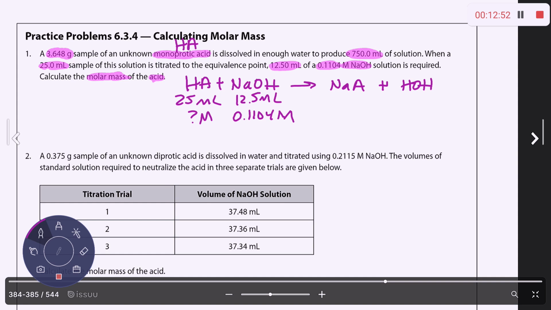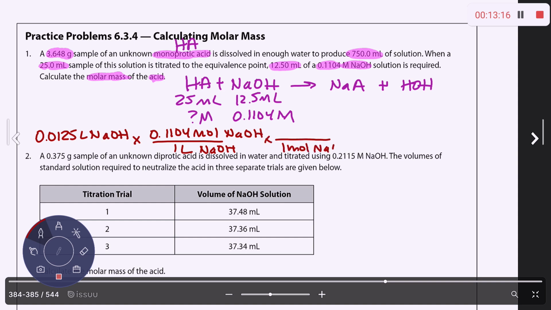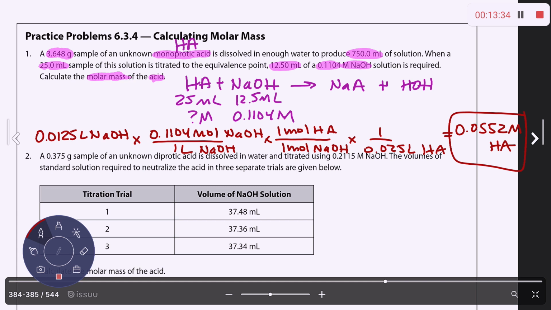Okay, so let me do this in a different color. All right, so then you're going to take your 0.0125 liters of NaOH times 0.1104 moles per liter of NaOH. This is a 1-to-1 ratio. And then put this over 0.025 liters of the acid. And then this is going to give you 0.0552 molar HA. So that's the concentration of my monoprotic acid.